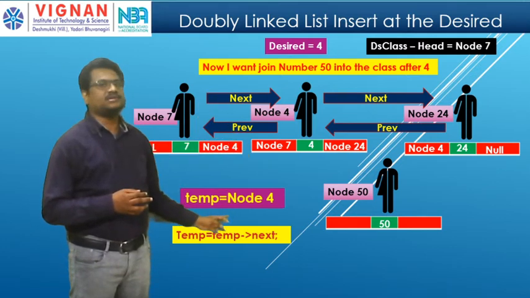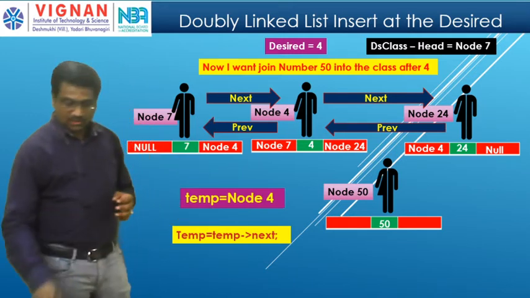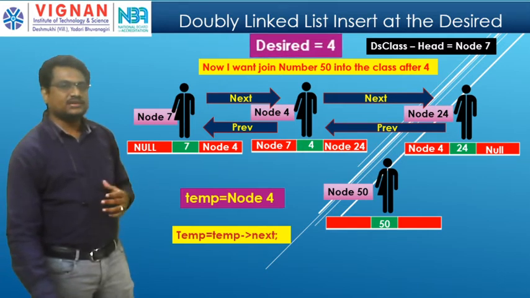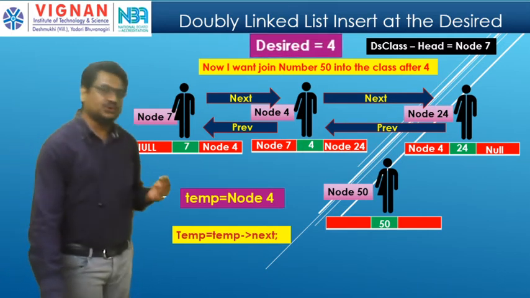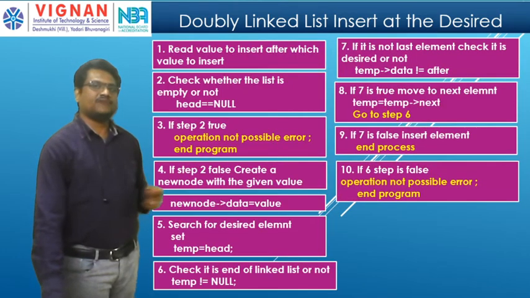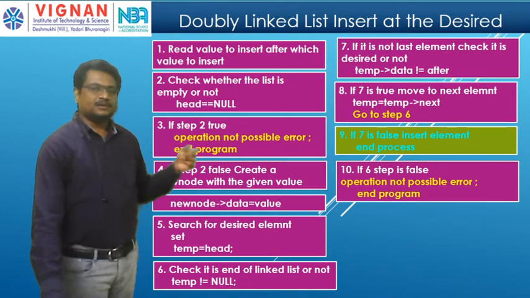Now I found the desired element. What is it? Temporary node 4 equals desired element 4. So now I need to find a variable. Am I right? I need to insert this new node after this 4. I need to insert an element after this 4. Okay. Now what do I have to do?